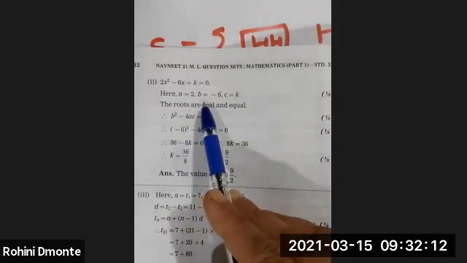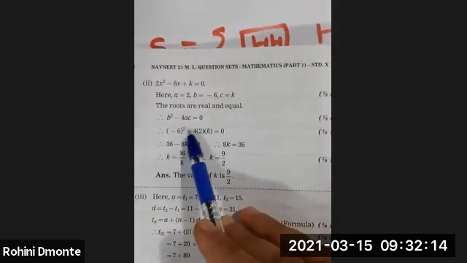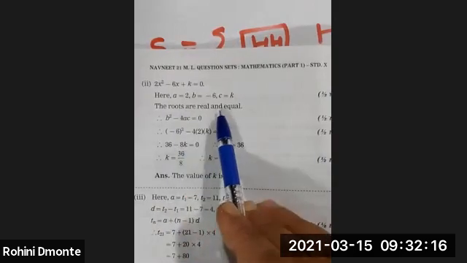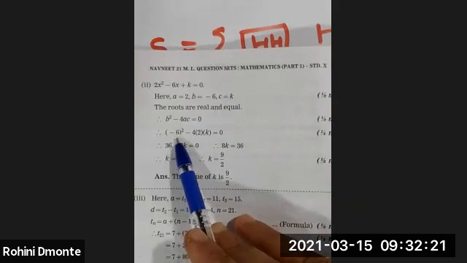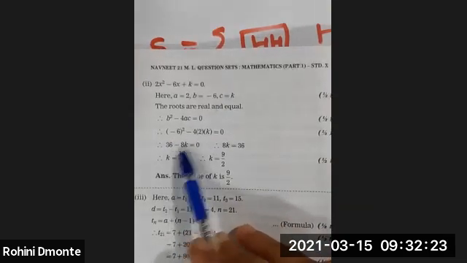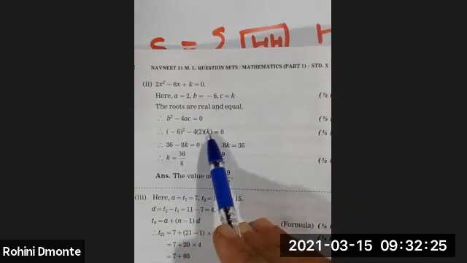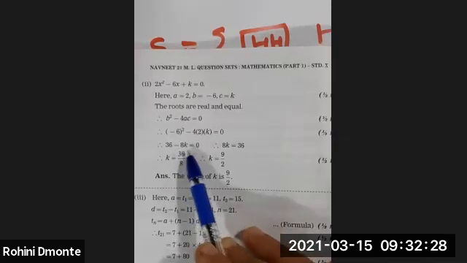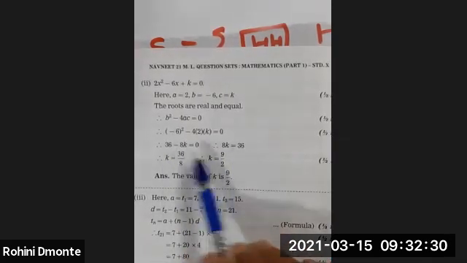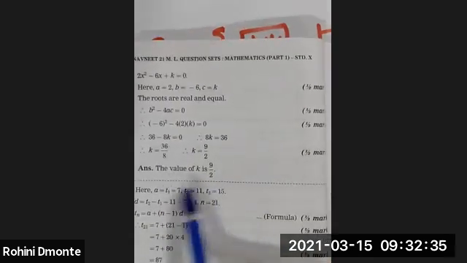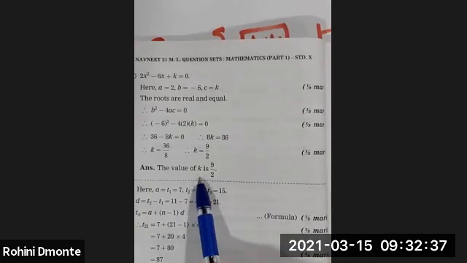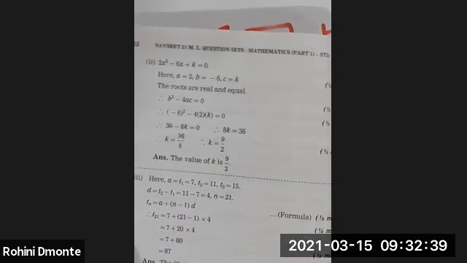Understood, students? Got it, students? What is the value of b here? Minus 6. What is the value of a here? 2. And what is the value of c? k. Just substitute the values. Square of minus 6 is 36. 4 into 2 into k, that is minus 8k is equal to 0. When you simplify this, you will get the value of k. So finally, you will write the value of k is 9 upon 2. Now let us move to the next sum.